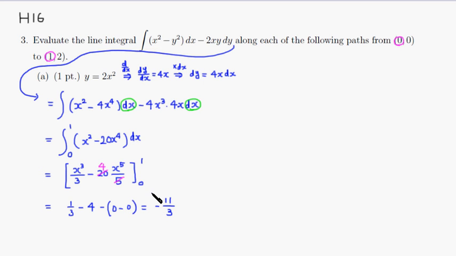So that's the value of the integral if you go along this path, which is a parabola. That's it. I hope that this was clear.